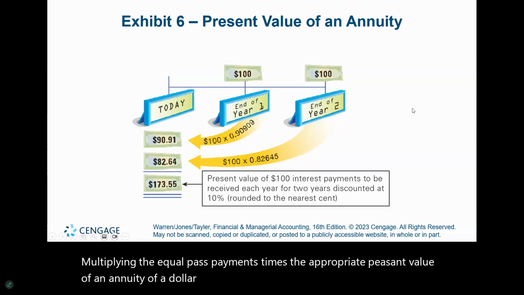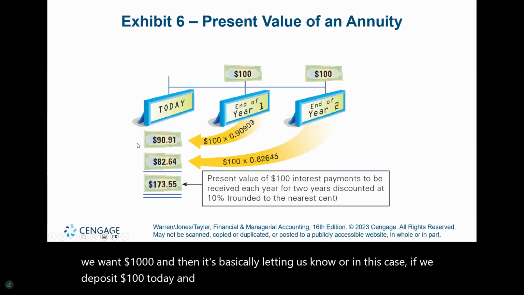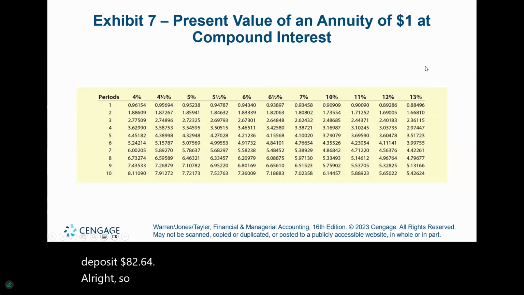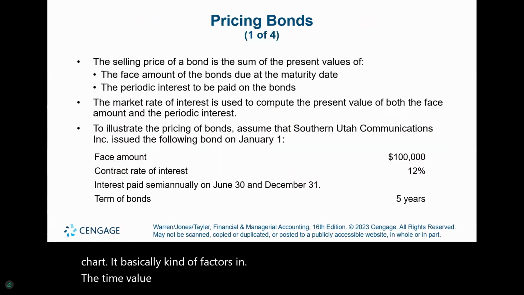So here we just have another visualization. Again, in this case, if we want $100 a year from now, we only need to deposit $90.91 today. And if we want $100 at the end of 2 years, we need to deposit $82.64. All right. So again, that's the benefit of using the present value chart. It basically factors in the time value of money.